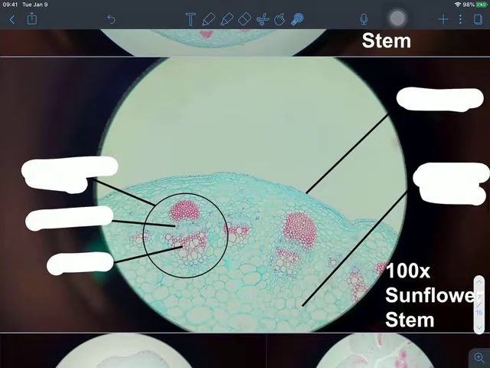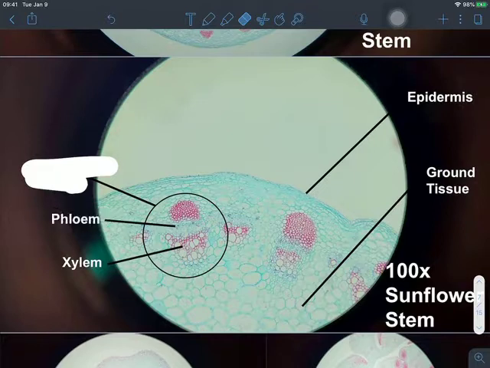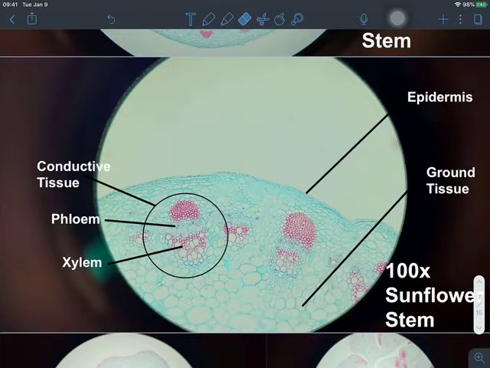Looking at the sunflower stem in higher resolution, we see again that there's an epidermis, we see again that there is ground tissue, and we see again that there is pink xylem, greenish phloem, and then unlabeled here we have this pink strand of supportive tissue, all comprising our conductive tissue. So go ahead and draw both the xylotum and the sunflower at 100x.